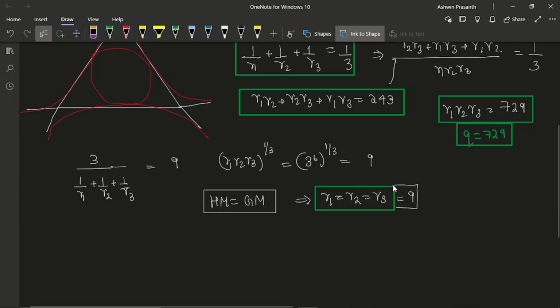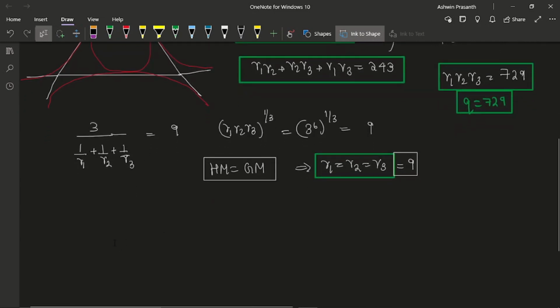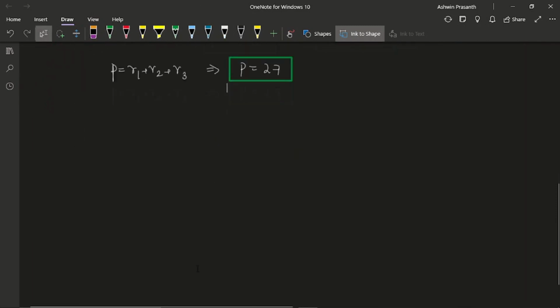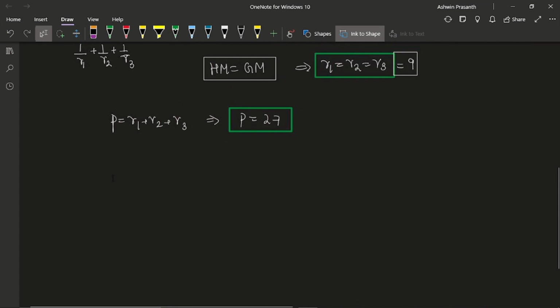So we have this very important relation. Now we need p. p is basically the sum of the roots, so p is equal to r1 plus r2 plus r3, which is equal to 27. So we got p, we got q, and we have r1, r2, r3 also. Now what we need to find is (p plus q) divided by (r1 plus r2 plus r3). We can easily find that now. So (p plus q) divided by (r1 plus r2 plus r3) is equal to (27 plus 729) divided by (9 plus 9 plus 9).